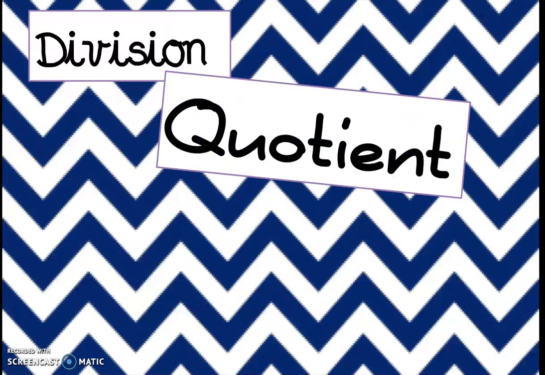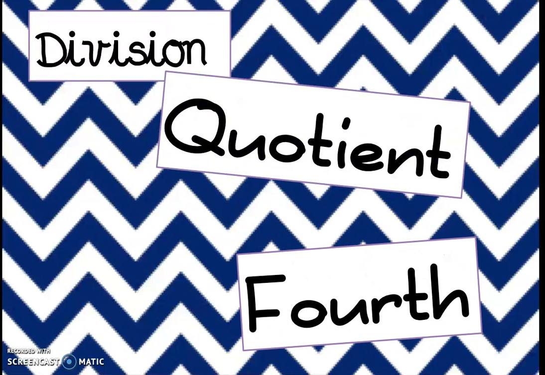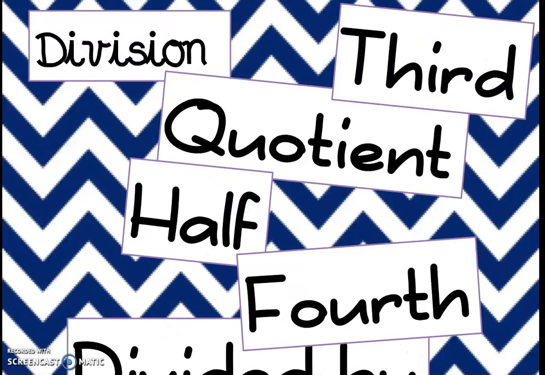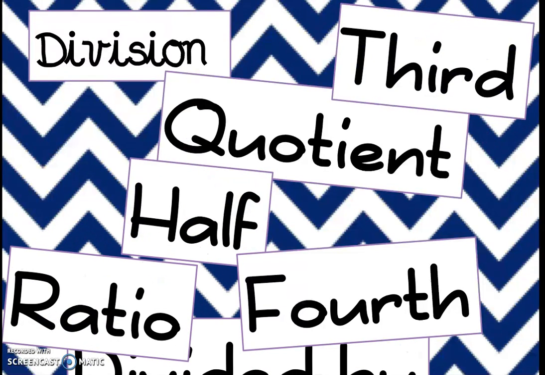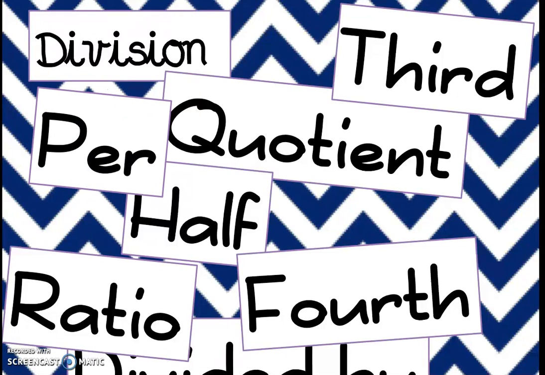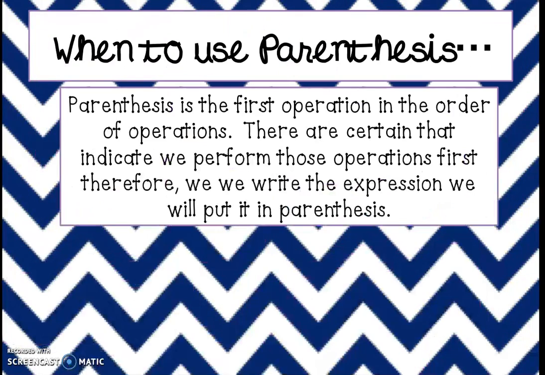Okay. Division, words like quotient. Quotient is the answer to a division problem. Fourth, half, third, divided by. We know a ratio is a division problem, or the word per, unless we're dealing with money, means to divide.